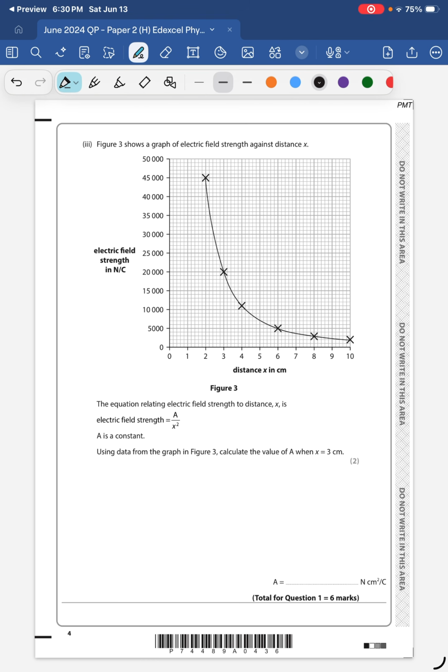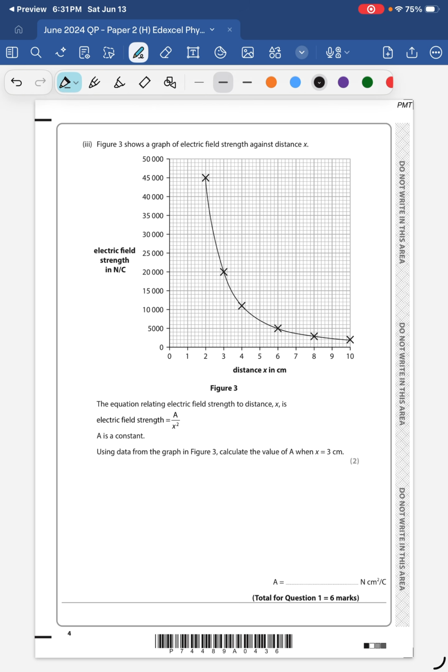Okay, there is a part 3 to this. Figure 3 shows a graph of electric field strength against distance x. The equation relating electric field strength to distance x is electric field strength is equal to A over x squared, where A is a constant. Using data from the graph in figure 3, calculate the value of A when x is 3. I'm going to need to bring my calculator next to me because I will need it.